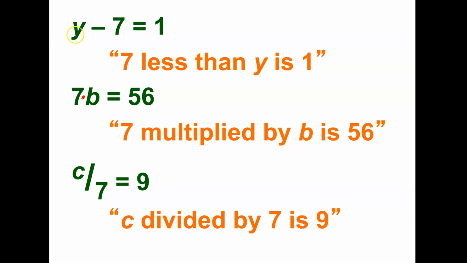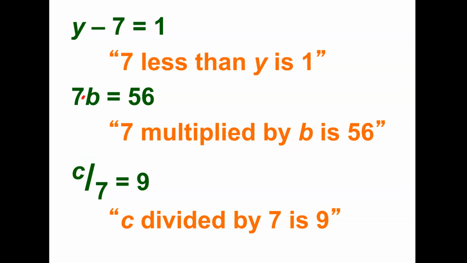y must be 8 up here. 8 minus 7 is 1. b is also worth 8. 7 times 8 is 56. And what divides by 7 to get 9? Well, c must be worth 63.